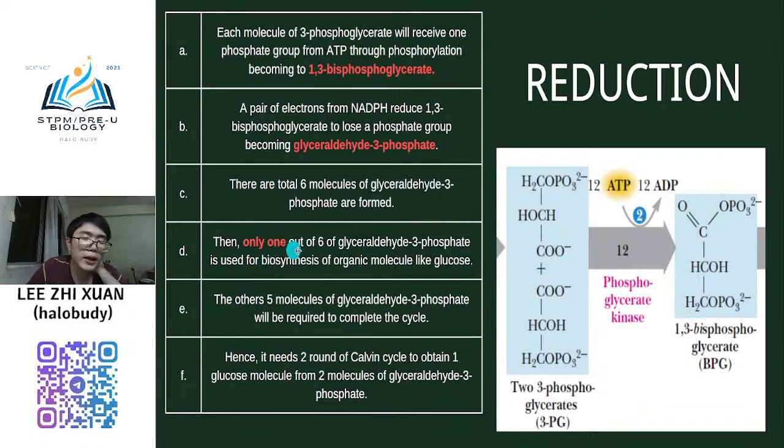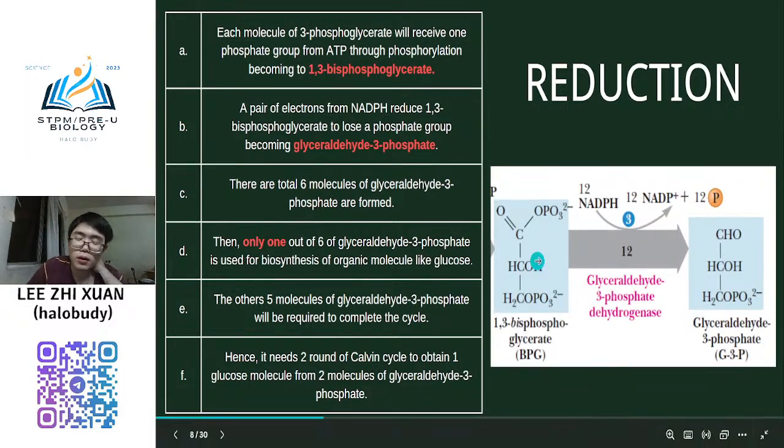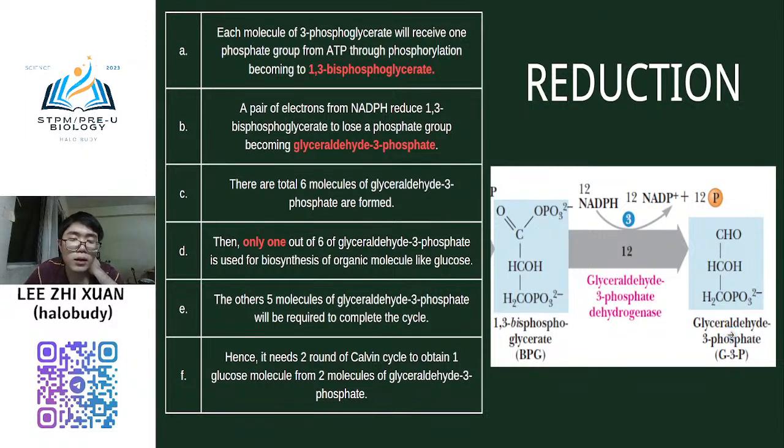Okay. Only 1 out of 6 glyceraldehyde 3-phosphate will be used for biosynthesis like glucose, and the other 5 molecules will be required to complete the cycle. So if you want to synthesize one glucose molecule, you need 2 molecules of glyceraldehyde 3-phosphate, meaning you need 2 rounds of the cycle. Normally you will see here that the 1,3-bisphosphoglycerate uses NADPH again to form glyceraldehyde 3-phosphate.